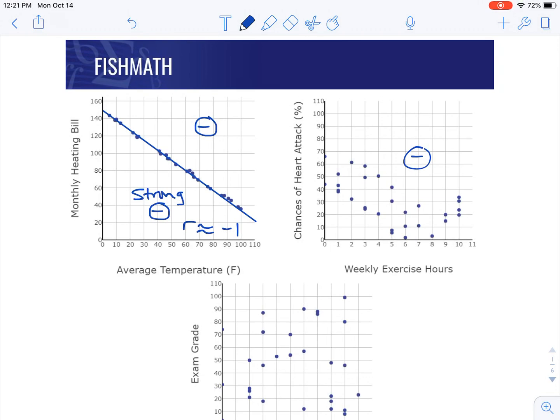For this one, it's still going down, but as you can see, the dots would be very far away from a line of best fit. So we're going to call this weak negative. And we're going to estimate our R value to be closest to -0.5.